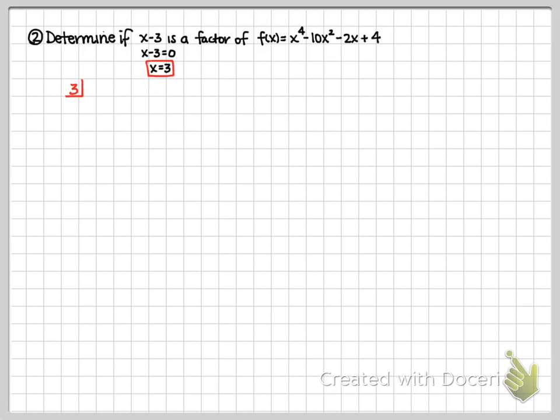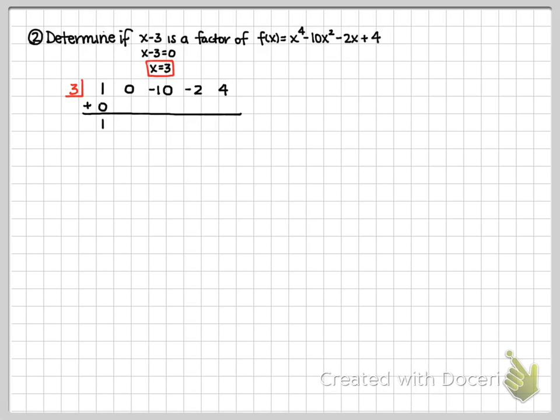So I have a 1x to the 4th. I have no x cubed. You need to put a 0 there. I have a negative 10x squared. I have a negative 2x, and then a positive 4 constant. Then I put down my plus line, and your first number always gets dropped down, so I just put a placeholder of 0 there. Add.